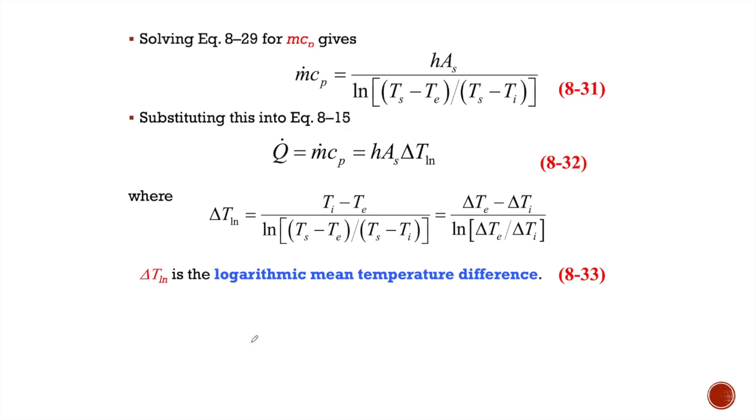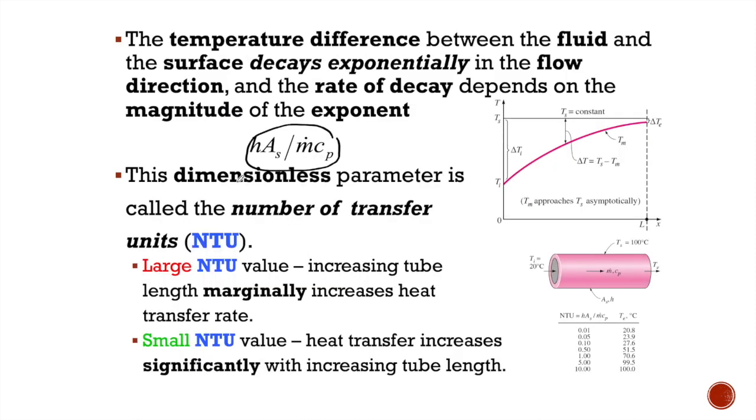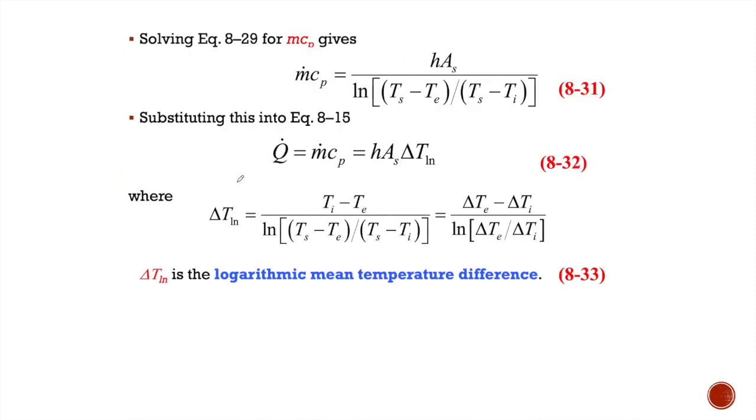Okay, and then from here, solving equation 8-29, here we have T exit. So we are solving this, and lastly we substitute into this equation Q dot equal to. First we solve 8-29 for m dot Cp, which gives this equation, not a value but an equation. And then after you get this equation, you substitute it into this equation, because you want to find the Q dot, which is m dot Cp delta T actually. So here m dot Cp equals hAs over delta T ln. Okay, so you will get this delta T ln.